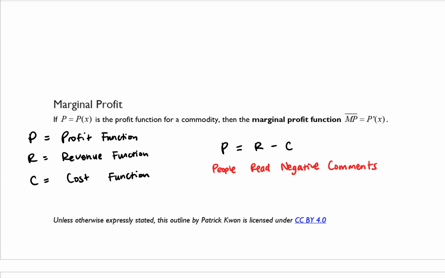So, P is the profit function, R is the revenue function, negative represents the fact that we're subtracting, and then the cost function is the C. So that's how I remember it.